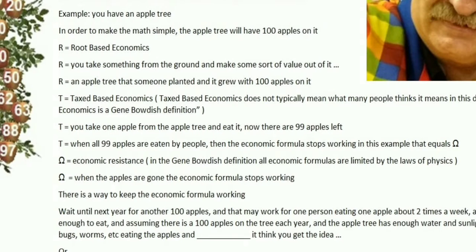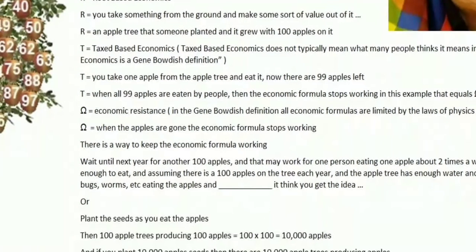Resistance equals economic resistance. In the Gene Bowdish definition, all economic formulas are limited by the laws of physics. Resistance equals when the apples are gone, the economic formula, in this case, stops working. There is a way to keep the economic formula working.